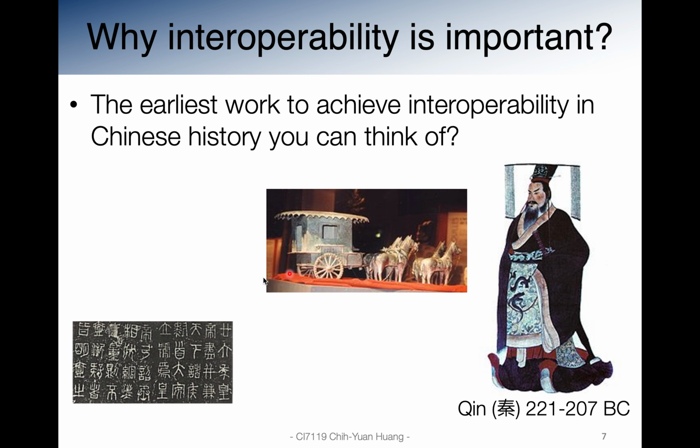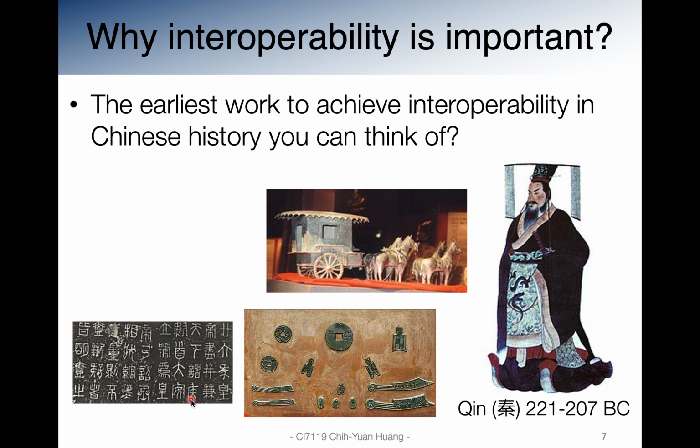And the writings, the words, had also been unified. Before the Qing dynasty, there were a lot of countries in the whole mainland China region, and they were using different languages. They had different words, and because the Qing dynasty unified all the countries, they defined one version of the words that everyone should be using.